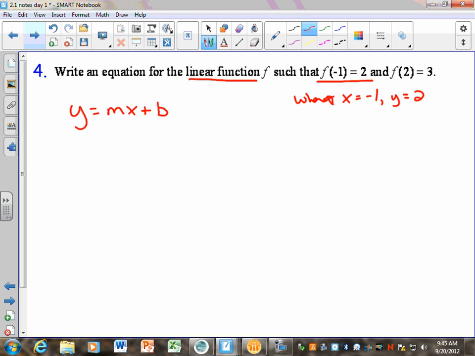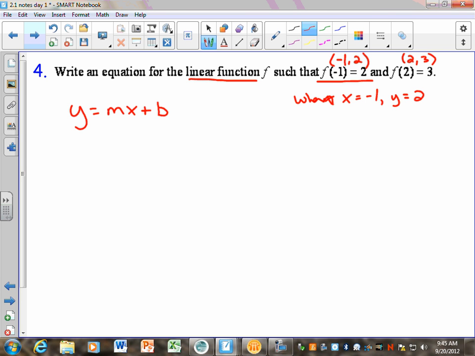The reason math people use function notation is it's much shorter to write this. So this is like the ordered pair, -1, 2. And they're giving you another ordered pair. If f of 2 equals 3, that means when x is 2, y equals 3.